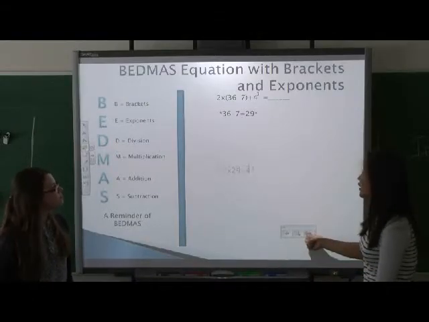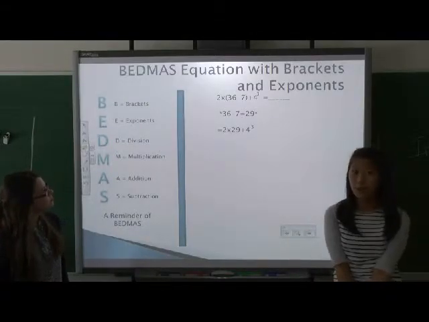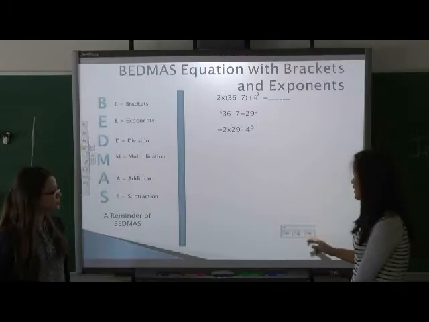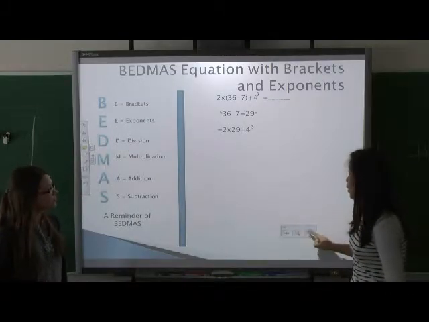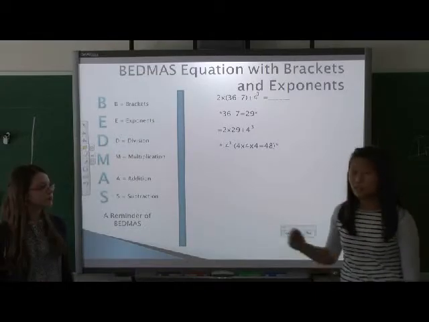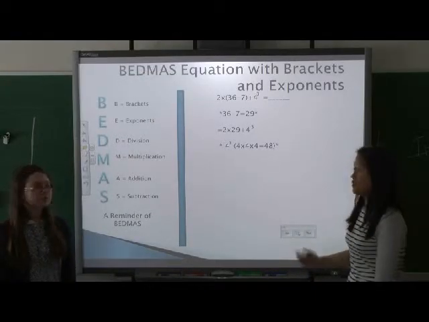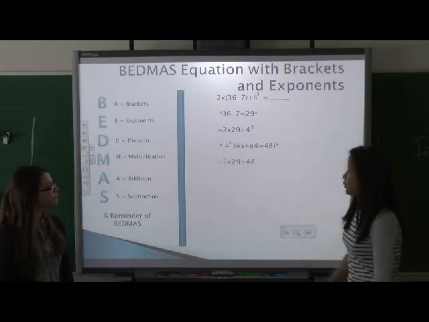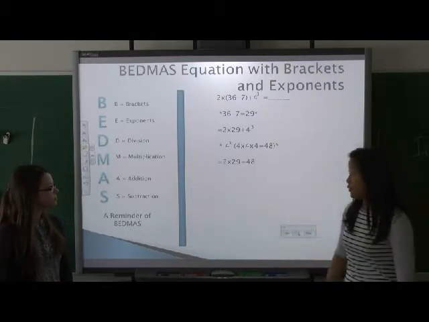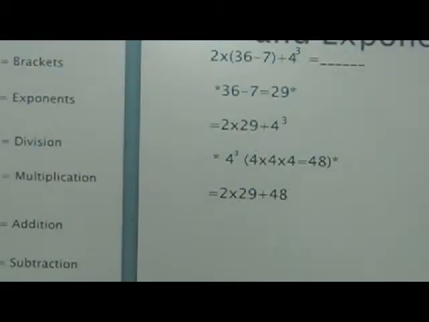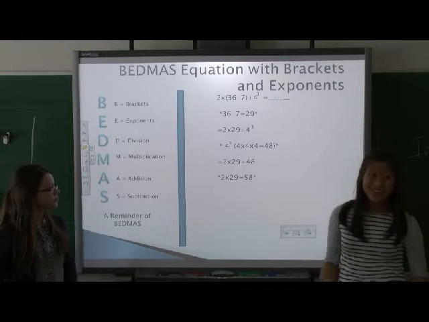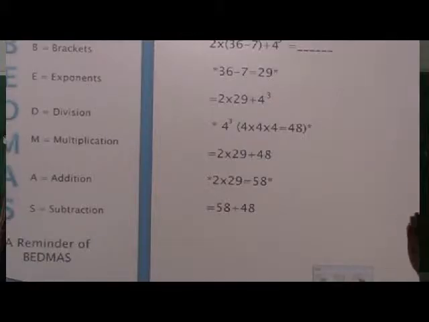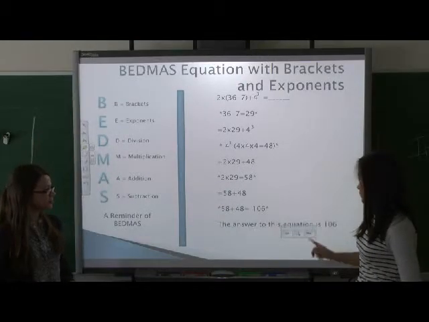So the new equation would be 2 times 29 plus 4 to the power of 3. So next you do the exponents, which is 4 to the power of 3. And 4 to the power of 3 means 4 times 4 times 4, which is 48. So you bring that down, so the next equation is 2 times 29 plus 48. And you do the multiplication, which is 2 times 29, and that's 58. So the final equation is 58 plus 48, which is 106, which is the answer to this equation.